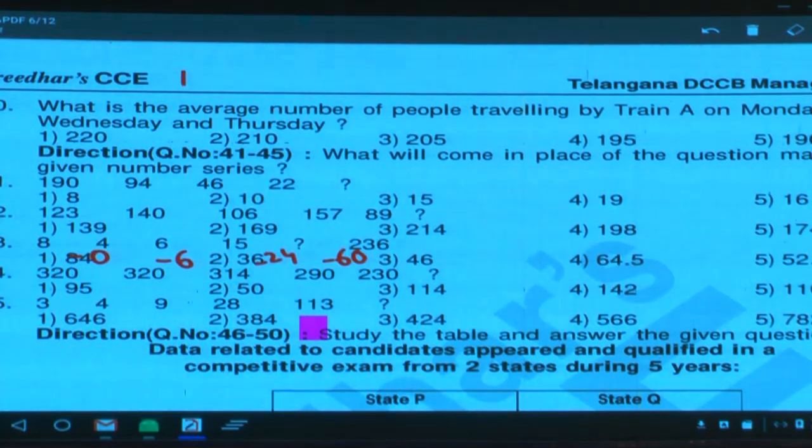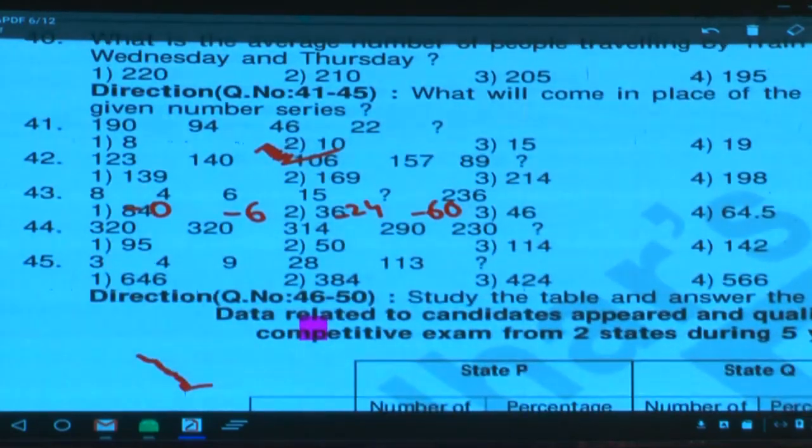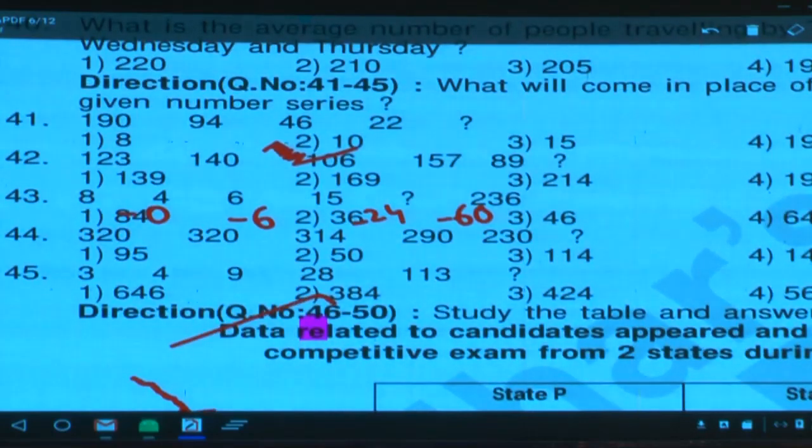This 0 can be written as 1 cube minus 1. And this 6 can be written as 2 cube minus 2, and 24 can be written as 3 cube minus 3, 60 can be written as 4 cube minus 4, and the next one is 5 cube minus 5. What is 5 cube minus 5? 120. Now 120 should be subtracted from this 230. If you subtract 120 from this one, then what is your answer here? 110, choice 5 is the answer.